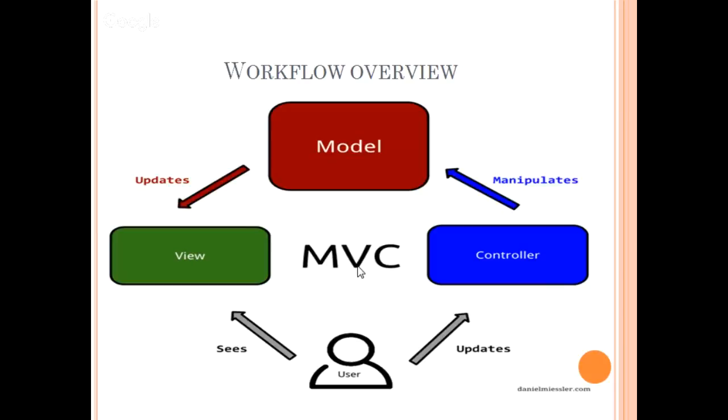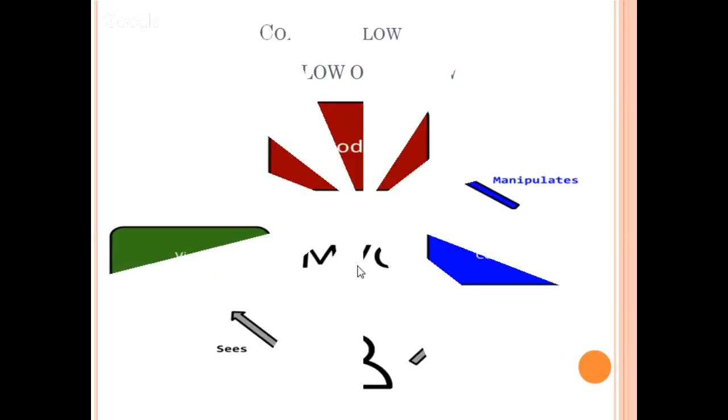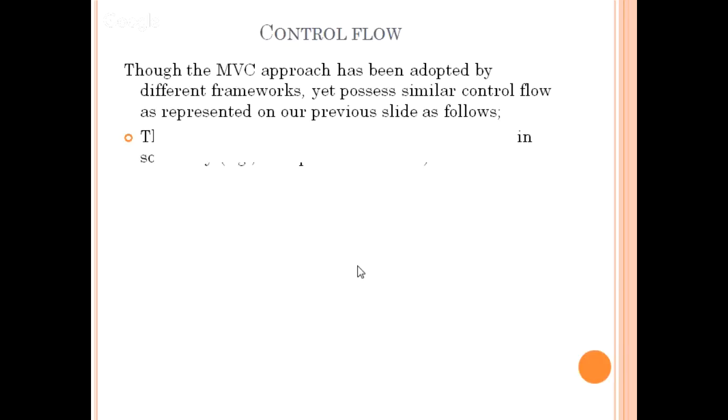So the user first interacts with the view component, correlated to the controller, which now interacts with the model and gets the data fetched. The controller fetches the data via the model and displays it to the view for users to see. So this is just a breakdown of the previous slide, what we call the control flow. Though the MVC approach is being adopted by different frameworks like PHP, it still possesses the same control flow, and this can be elaborated further.